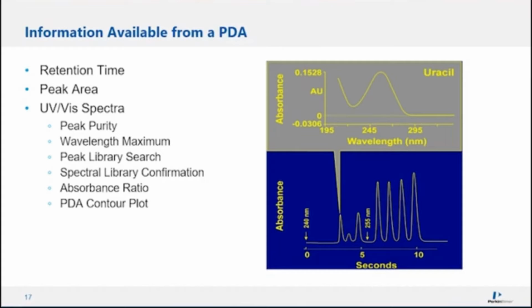We can use the spectrum to form a spectral library, which we can compare unknown samples to, to help identify them. The spectra can show us the maximum wavelength of absorption to help optimize the method. It allows for a peak purity calculation to determine if analytes are co-eluting, and PDAs also generate a contour plot.